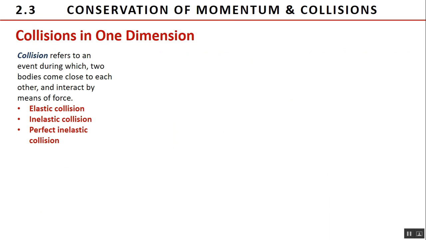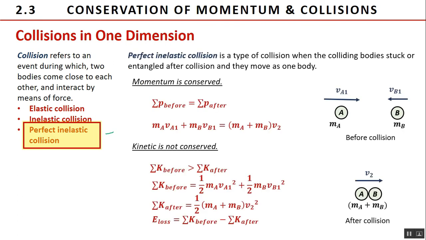The third form of collision is called perfect inelastic collision. It is a type of collision when the colliding bodies stuck or entangled after collision, and they move as one body. In this type of collision, only the momentum is conserved, while the kinetic energy is not. Now, take a look on this.